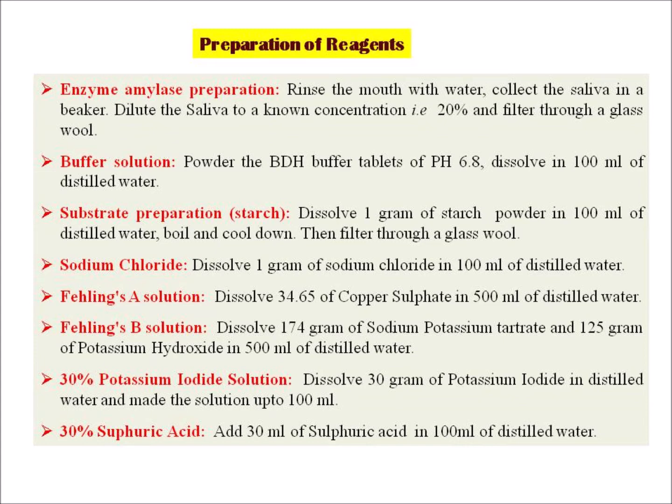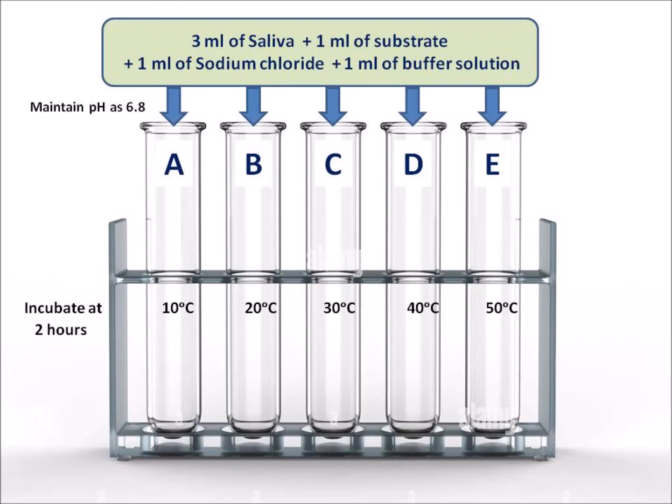Fehling's A solution: dissolve 34.65 gram of copper sulfate in 500 ml of distilled water. Fehling's B: dissolve 174 gram of sodium potassium tartrate and 125 gram of potassium hydroxide in 500 ml of distilled water. Potassium iodide solution: dissolve 30 gram of potassium iodide in distilled water and make the solution up to 100 ml. Let us see the procedure.